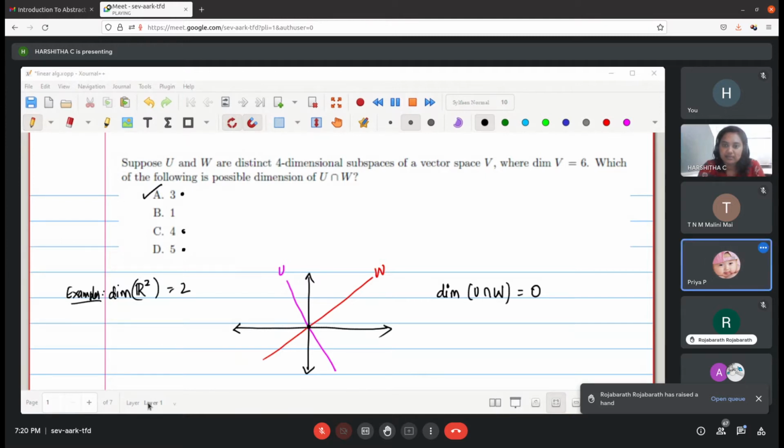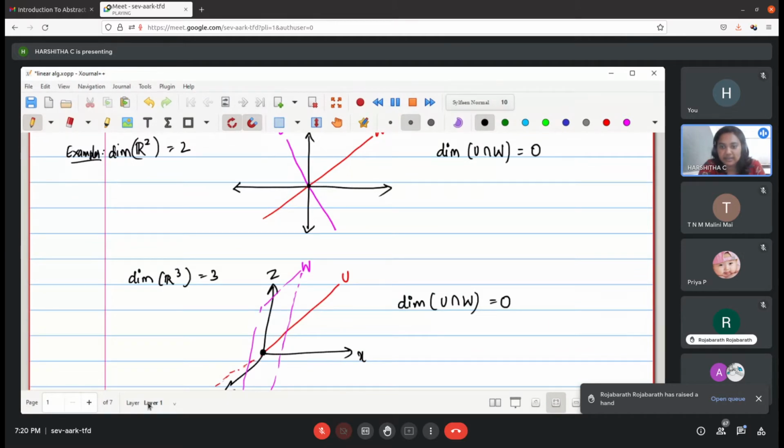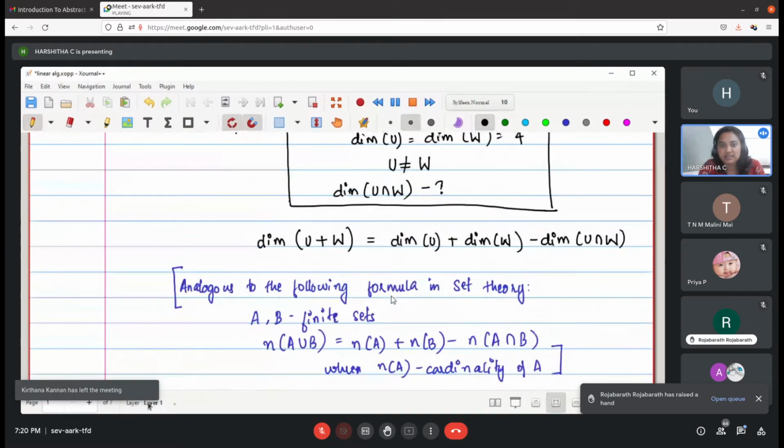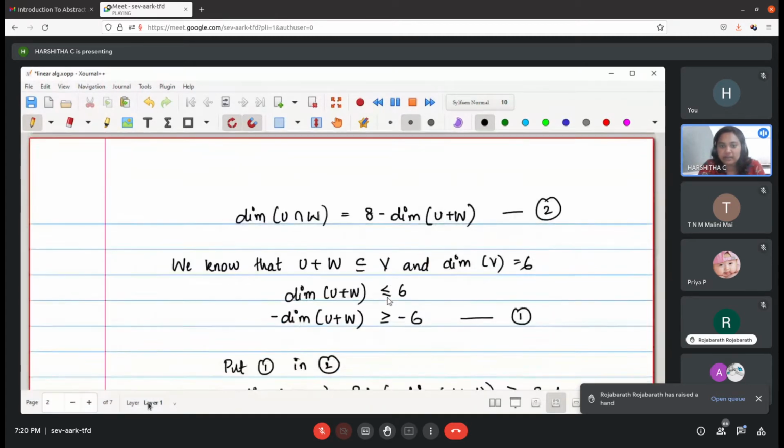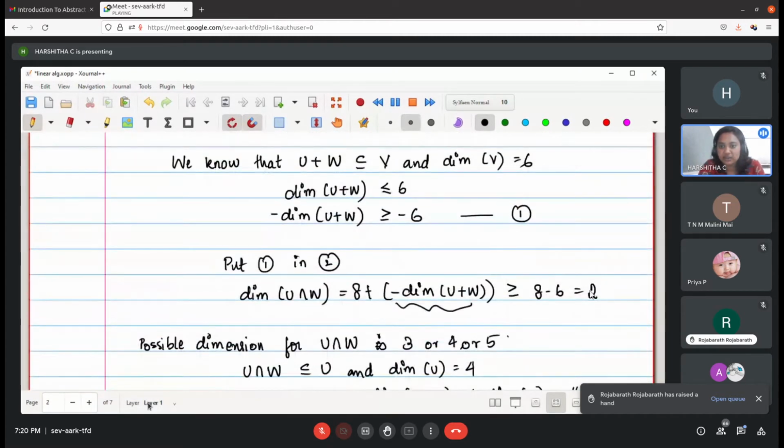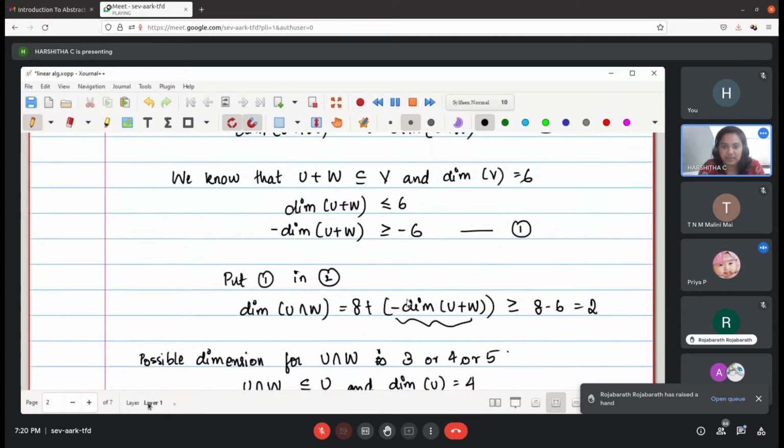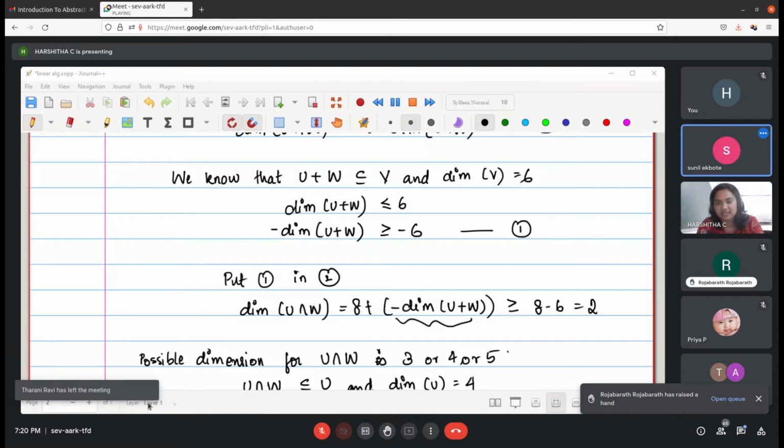What about one, ma'am? Okay, so in the first analysis that we did using this dimension of U plus V formula, we concluded that it has to be greater than or equal to 2, right? Okay, ma'am. Any more questions? No, ma'am. Okay. We'll go ahead.